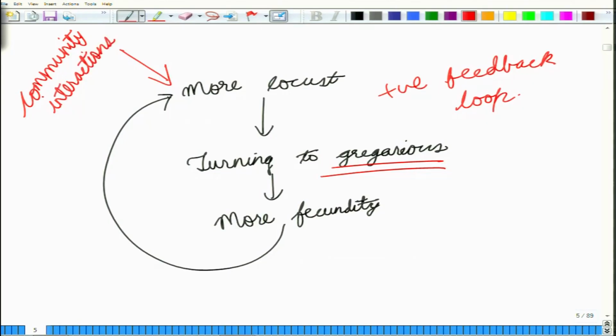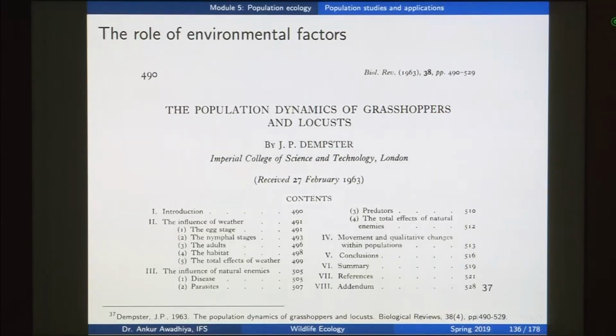Now, these community interactions could be in the form of predation of the eggs, parasitism of the eggs, or some diseases. At the same time, there are some ecosystem level interactions in the form of abiotic components. So, you have the influence of the weather.